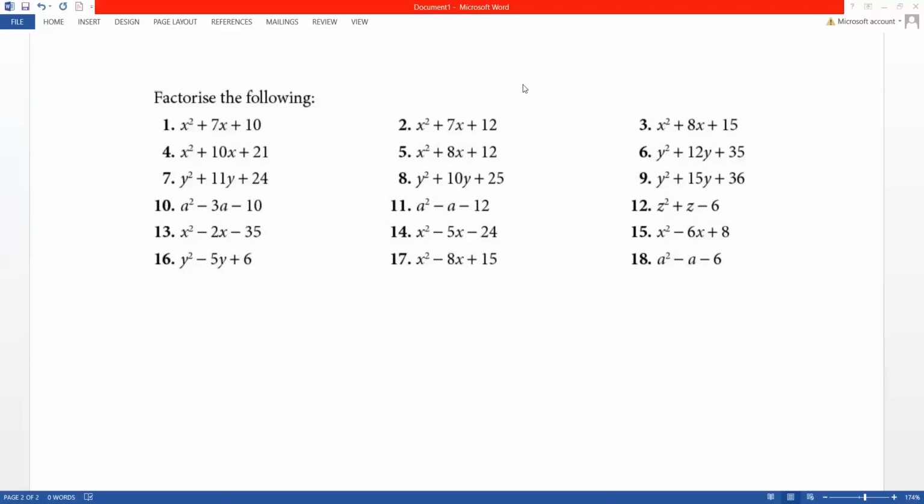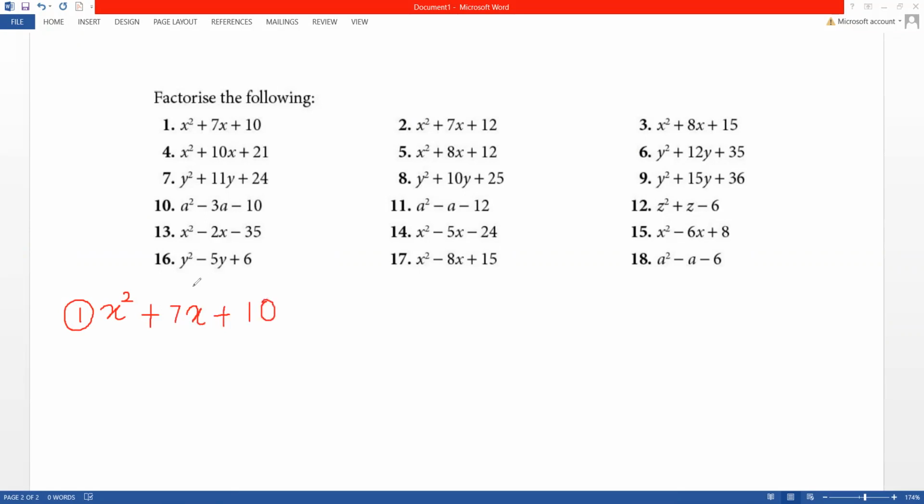Right, now we are going to do this factorizing. So first I will take the first question. Now we know how we do these types of things. My first one is x squared plus 7x plus 10. If you can't remember the method, this is how we are doing it.